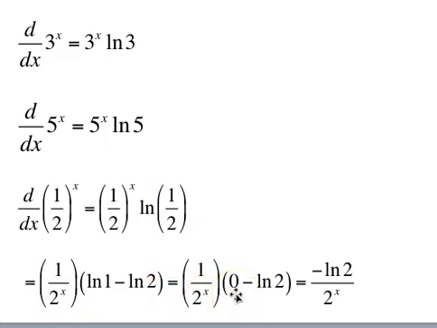So if you feel so compelled, you can go ahead and rewrite this as minus log 2 over 2 to the x. A little algebra to make the answer look more pleasant.